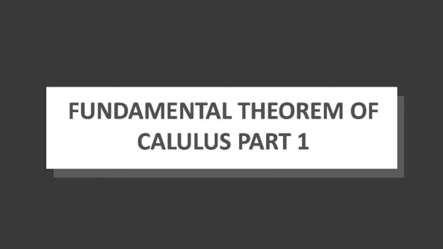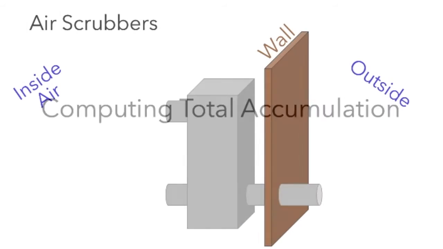In this video, we'll look at one part of the fundamental theorem of calculus. I'll describe how to compute the exact total accumulation of some quantity knowing information about the quantity's rate of change. To do this, we'll look at a scenario of air scrubbers.